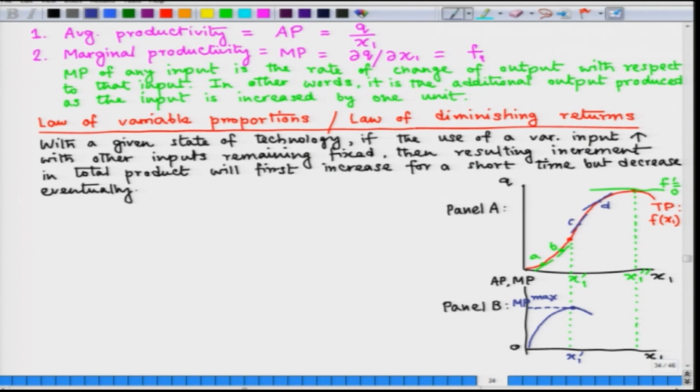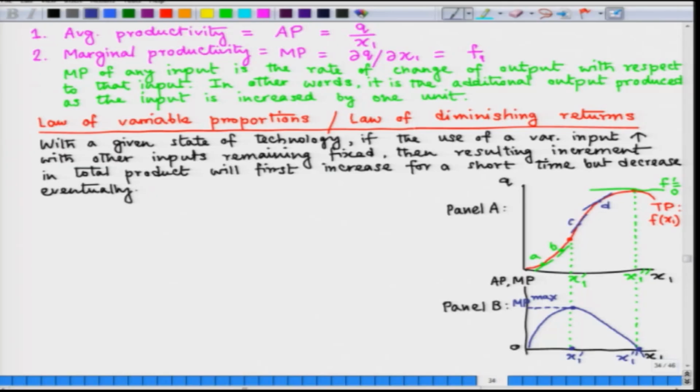So, we can have a downward sloping segment or falling segment of the marginal product curve, and at the level of x1 double prime, when we get the input use up to x1 double prime, then the marginal product becomes 0 at that input level, and if the firm uses more units of variable input, then marginal product even can be negative, and that will result into a backward bending production function. So, we have obtained the shape of marginal product curve.